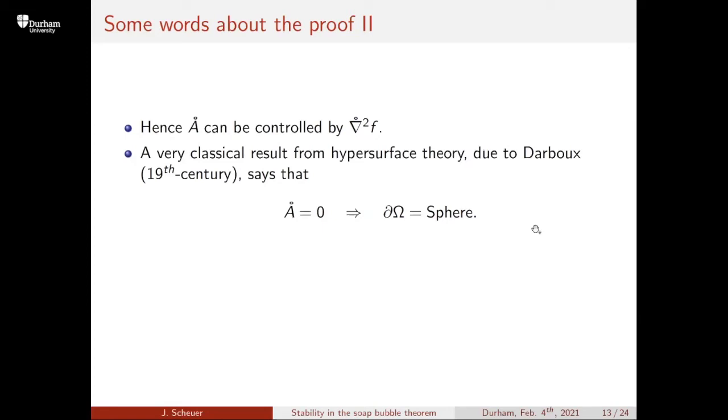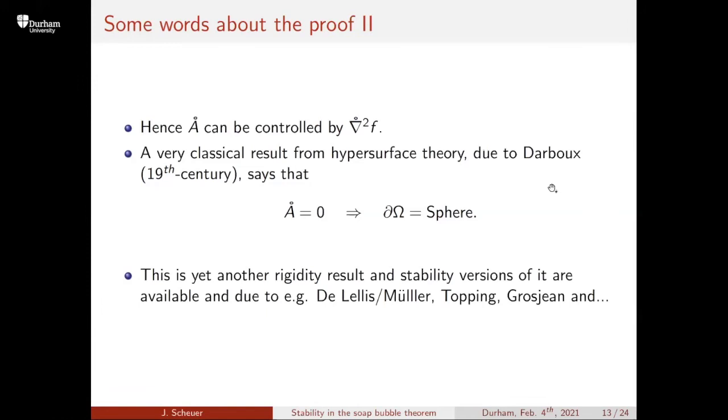And also the stability question for this result is much more known, which of course asks: what happens if the traceless part of A is small? Is the hypersurface close to a sphere? This is a question that has been much investigated. Of course, pioneered again by Pogorelov in the convex setting, but in a general setting and with L2 estimates, there are results by De Lellis and Müller. This should be double L, there's not three of them. They proved in 2006 that you can actually control the Hausdorff distance by the L2 norm of the traceless part. And then there are other works by Topping and Grosjean that give similar results.